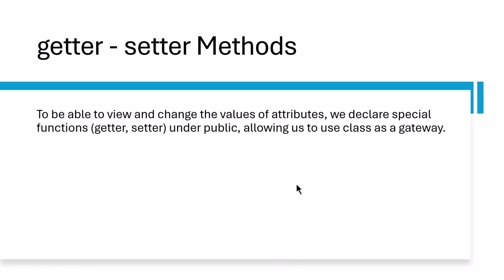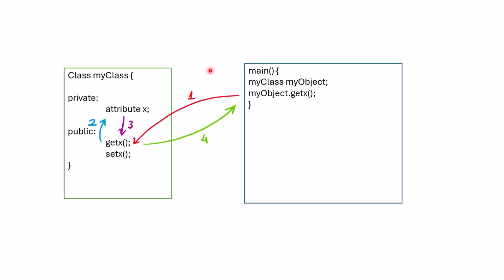And the way we change and view the values of attributes under private, we need to declare special functions such as getter and setter, allowing us to use the class as a gateway. I made a little graph to explain things a little better. I hope this doesn't make things harder for you to understand. What I want you to do is just think of main function and the class as two separate elements of the code. And let's look inside what the class does.